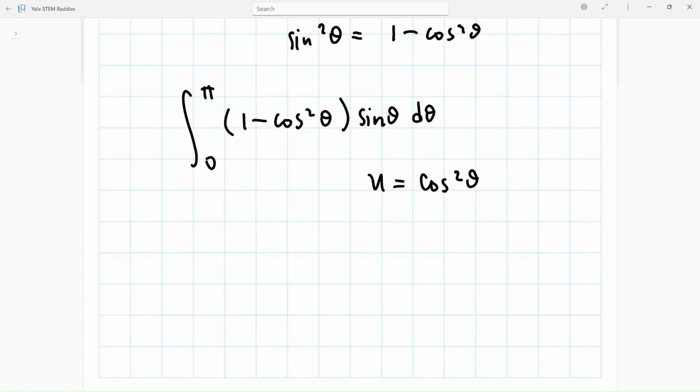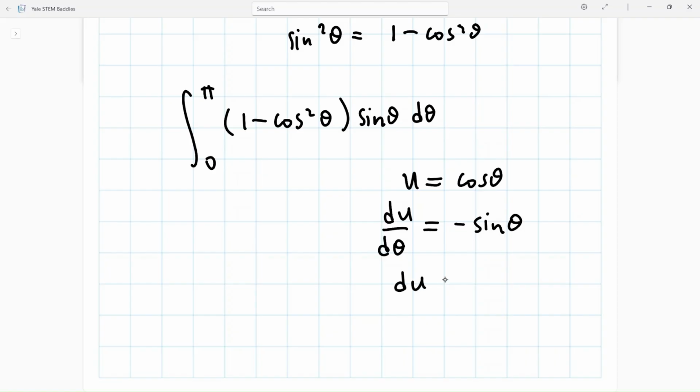Okay, perfect. So if we let u equal cosine squared, then I know that, or excuse me, that's not what I want to let u equal. I actually want to let u equal cosine, because if I take du d theta, I know that the derivative of cosine is negative sine of theta. And look, we have our sine of theta right there. So I know that du equals negative sine of theta d theta.